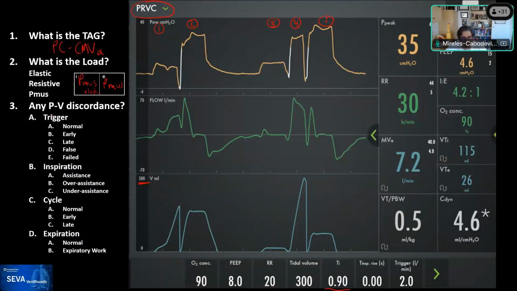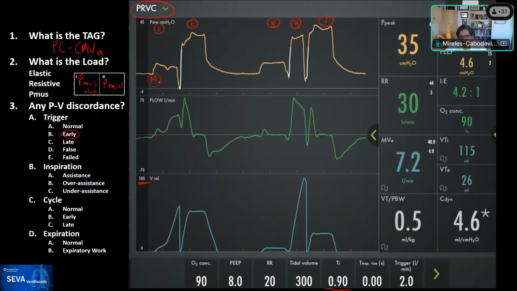So let's start with the PV discordance, and we're going to start with breath number 1 and 2. Does that sound fair? So breath 1 and 2, what's the trigger? Normal, early, late, false, or failed? Oh my! I think this is the fastest typing group I've seen in a long time. Yeah, you're absolutely right. It's early. You have to train your eyes to look at what's triggering the first breath. And if the first breath is mandatory, which you can see here because there is no patient signal that it's triggering, the ventilator knows when it's the machine or the patient.